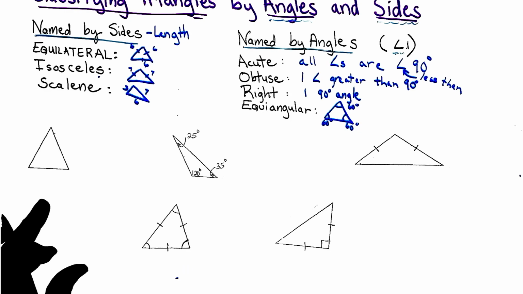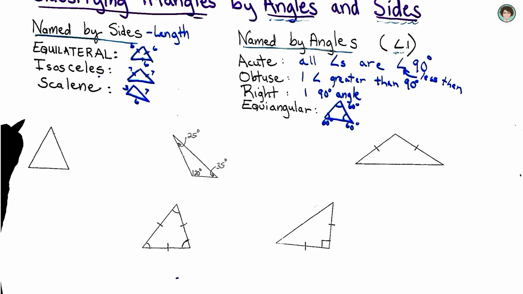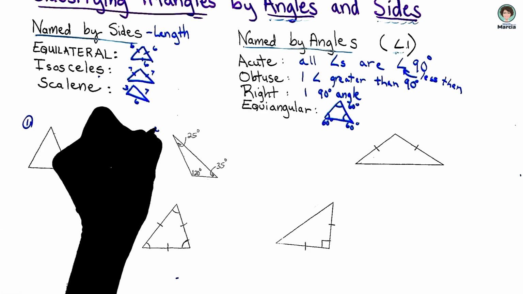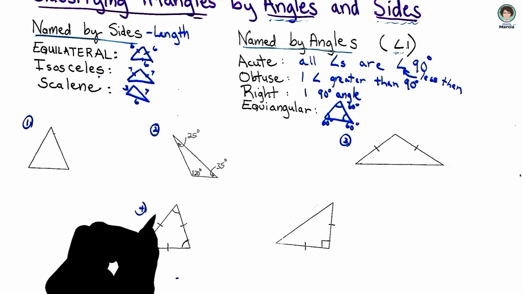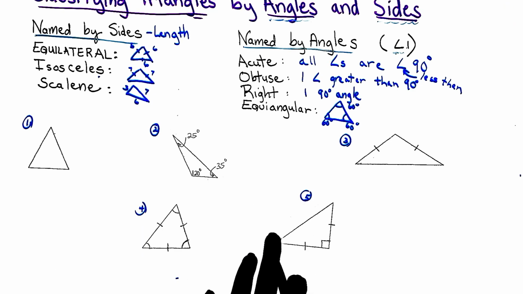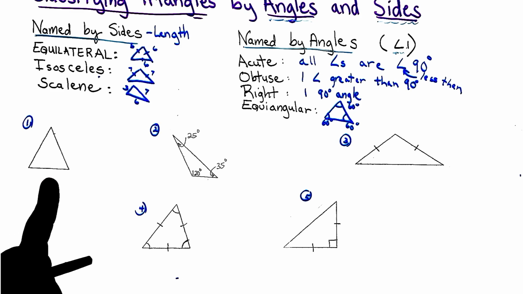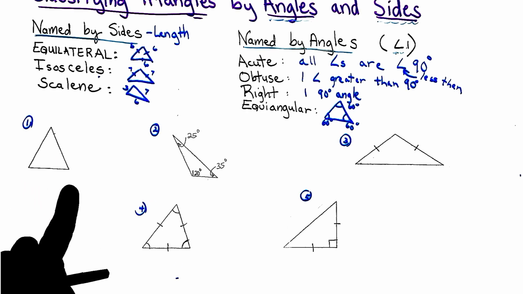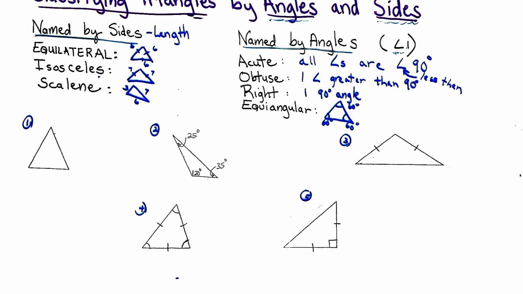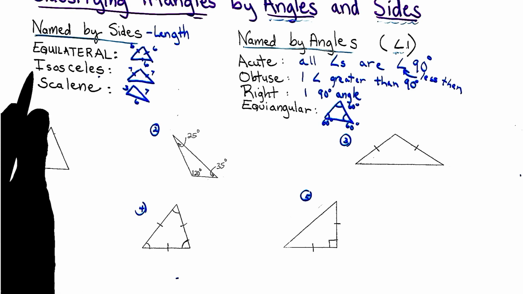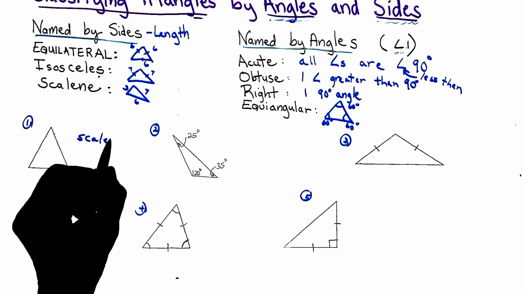All right, so let's look at this first one. I did not number these. I think it's going to be easier if I just very quickly number them for you. And that one kept moving around the screen. Okay, looking at this, there are no leg measurements. They kind of maybe look the same, but I can't assume that. So by the sides, I am going to call this scalene.